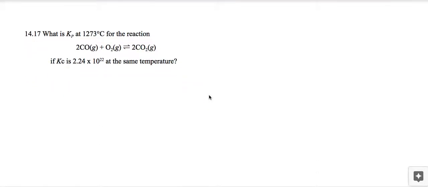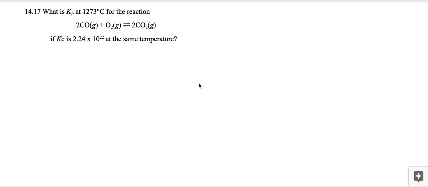All right, 17. This is where we're going to use that Kp and Kc equation. Problem says that we have this reaction here that has a Kc of 2.24 times 10 to the 22nd. We're looking for Kp, and so there's the Kp, and Kp is equal to Kc, RT, change in number of moles, so we can just plug things in.